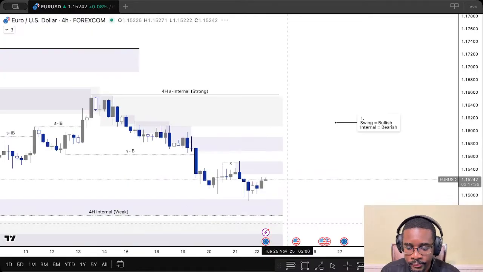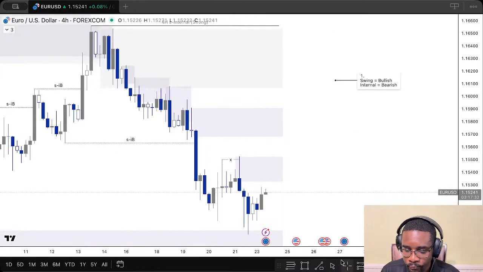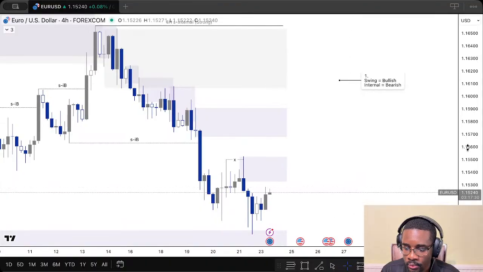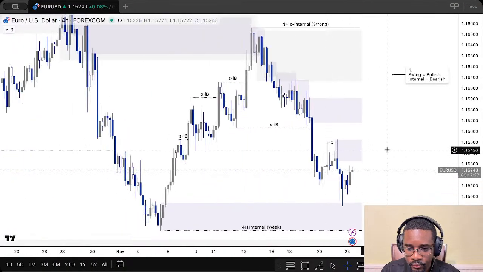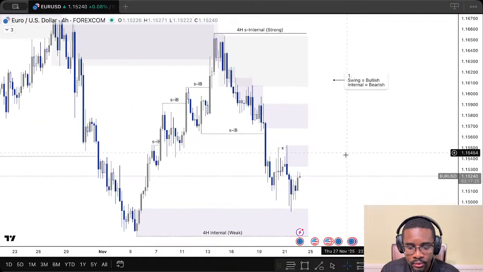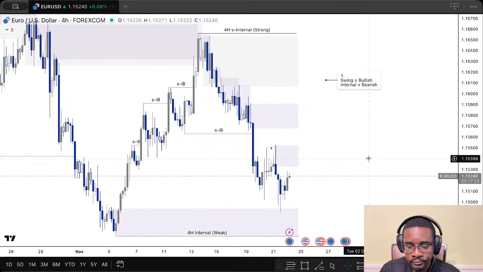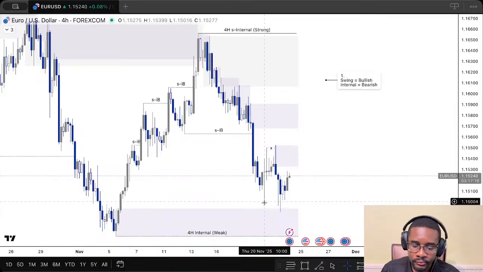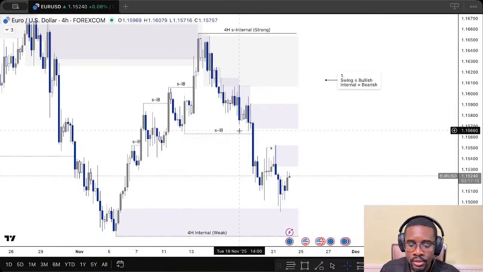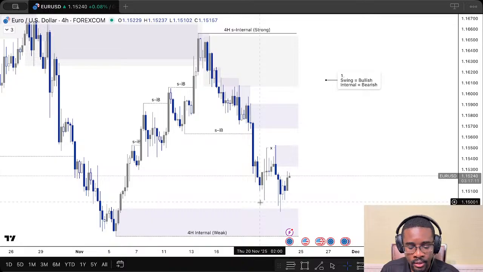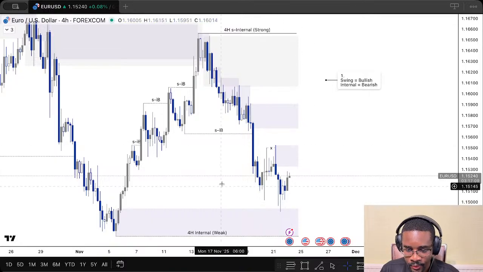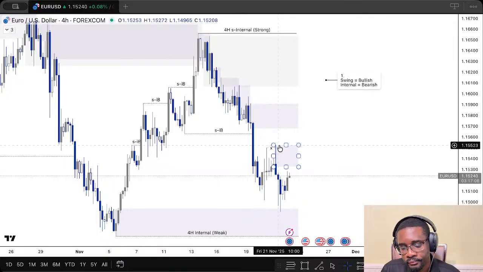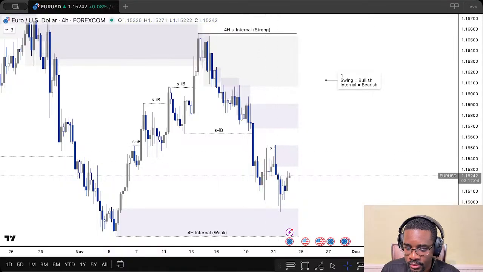So looking at the 4-hour, we are bearish. Our internal is bearish on the 4-hour. All right, we've just had a break of structure. After a break of structure, the expectation is that we'll have a pullback. So we kind of had the pullback, and then we swept. We had a sweep right over there.